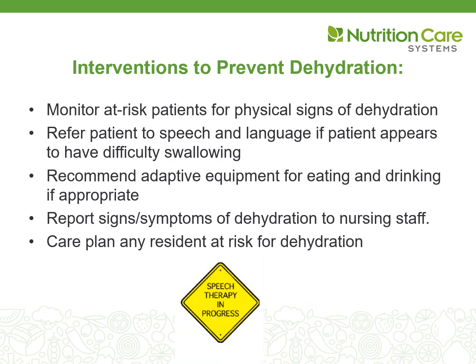Monitor your at-risk patients for physical signs of dehydration. Refer them to speech and language if patient appears to have any kind of difficulty swallowing. Recommend any adaptive equipment for eating and drinking if that's appropriate and would help. Report signs or symptoms of dehydration to the nursing staff, and then care plan any resident at risk for dehydration.